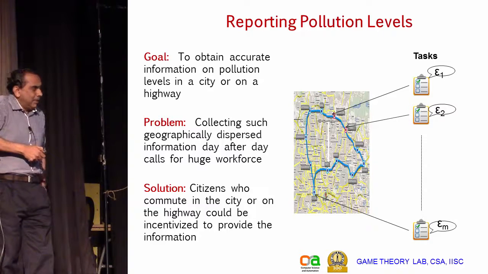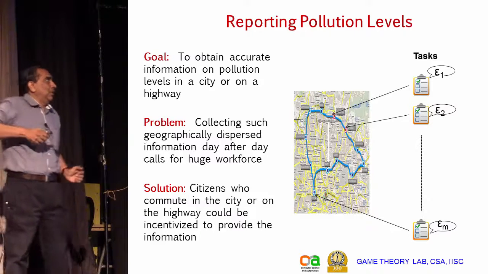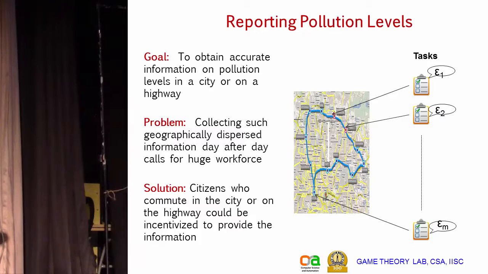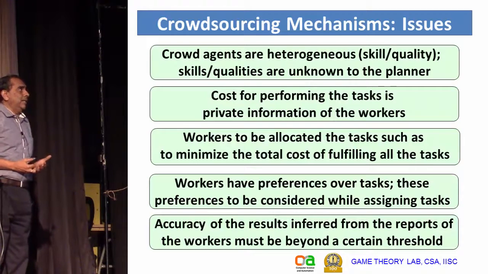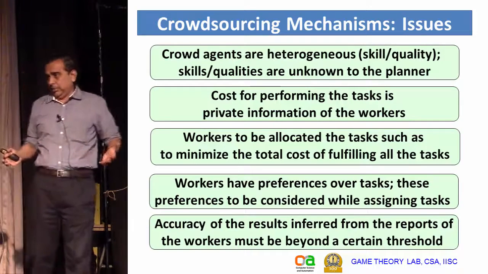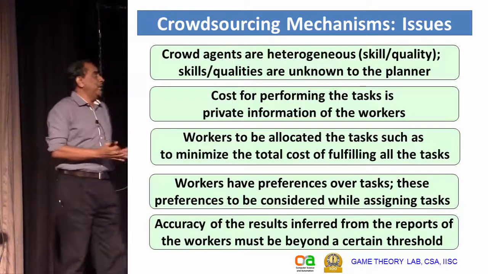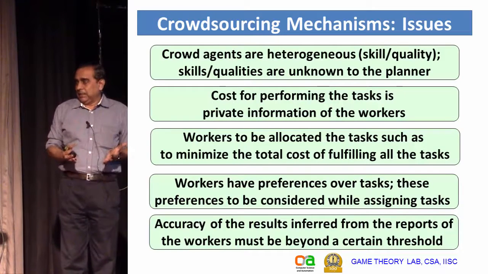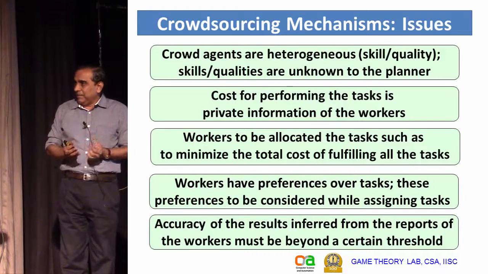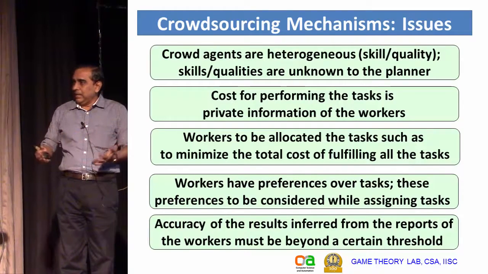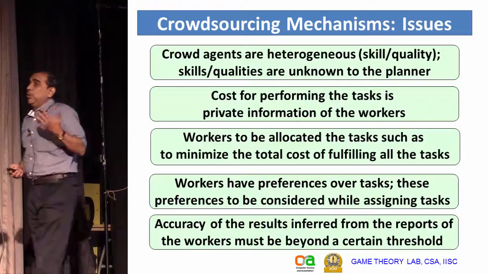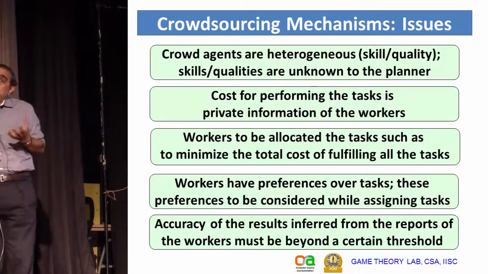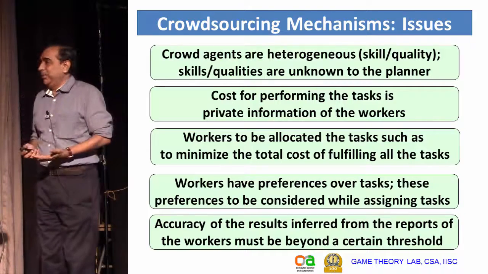So after these examples, let's quickly try to study what would be issues if you want to make crowdsourcing very effective in this kind of scenarios. Okay, the first issue will be that the crowd, so let us call them agents, these are crowd workers. Crowd agents are heterogeneous. Some of them will do the job perfectly, some of them may not have a skill level or a quality. And these skill levels or qualities are unknown to the planner, right? And sometimes these skill levels may not even be known to the crowd workers.